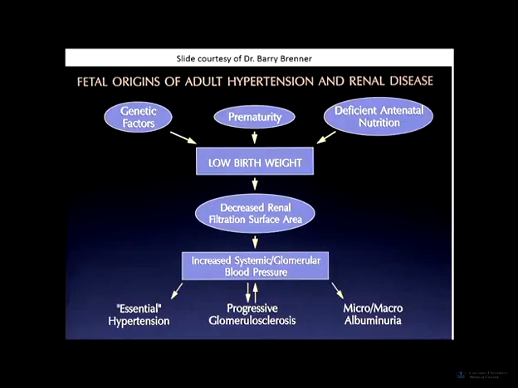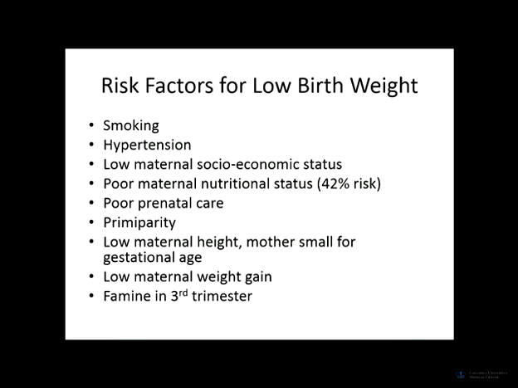And I'll talk about all the things that we know that can decrease nephron number. When you have a low number of nephrons, the total renal filtration surface area is decreased. But this is still seeing a normal cardiac output. So this cardiac output over decreased surface area is putting stress on the kidneys and causing damage that over time leads to these common diseases.